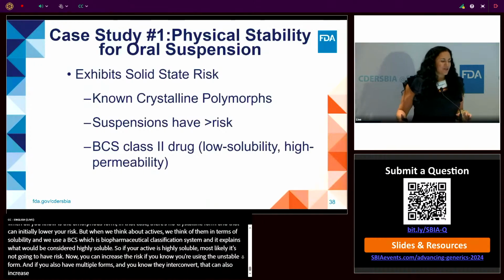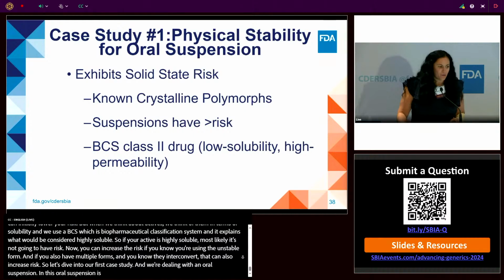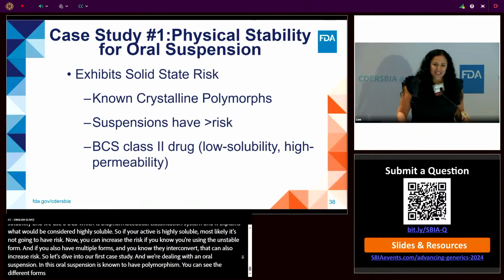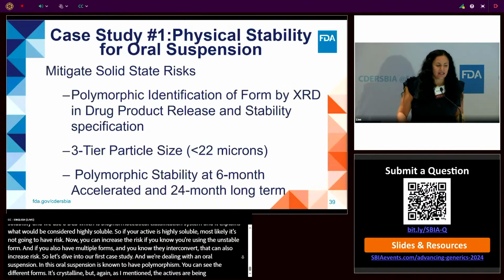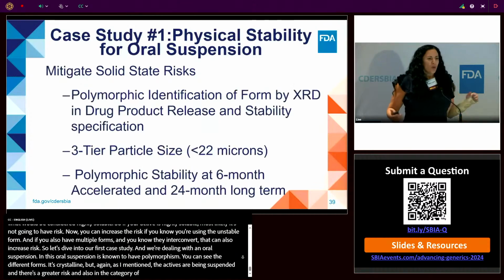So let's dive into our first case study, and we're dealing with an oral suspension. And this oral suspension is known to have polymorphism. You can see the different forms. It's crystalline, but again, as I mentioned, the active is being suspended, okay? And so there's a greater risk thermodynamically for that. It happens to also be in a risk category of poor solubility, a BCS class 2. So what do they do?